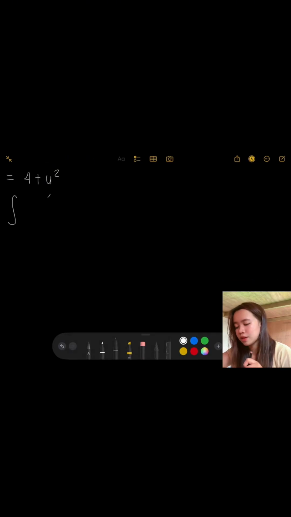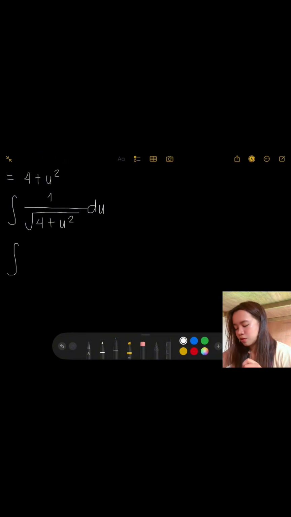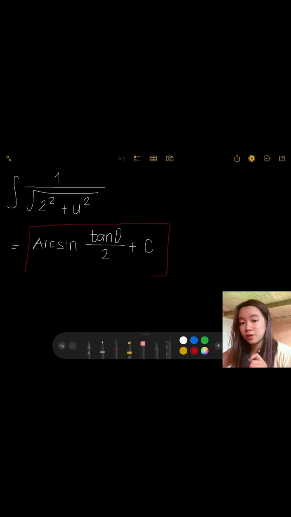So this will become the integral of 1 over square root of 4 plus u squared du. So we will be transforming this into a squared plus x squared. So this will become the integral of 1 over square root of 2 squared plus u squared. So we will just plug in our formula. So our answer will be arcsine tan theta over 2 plus c. So this is now the final answer.